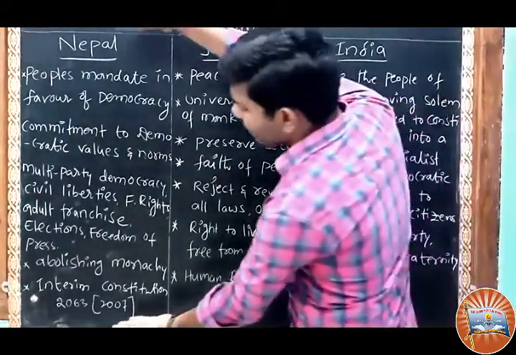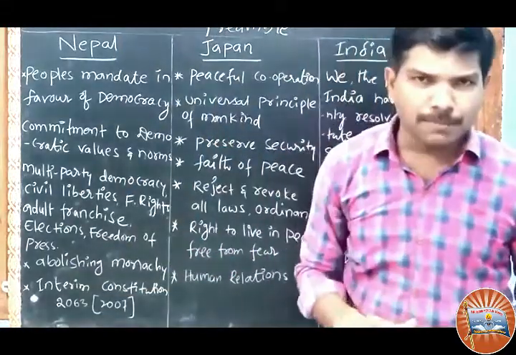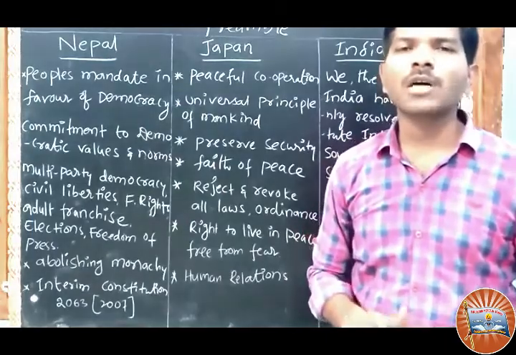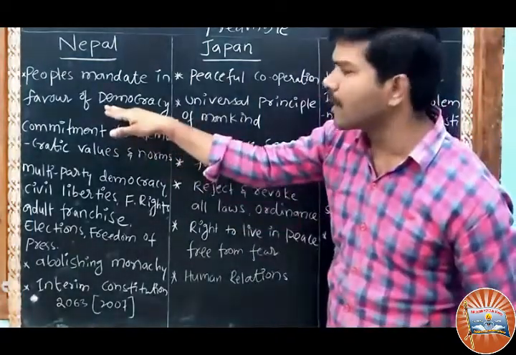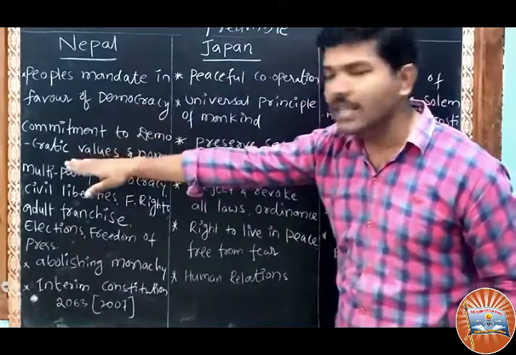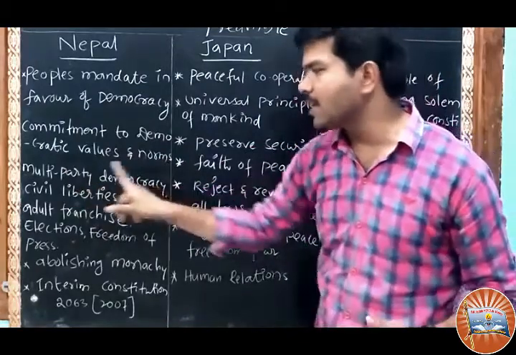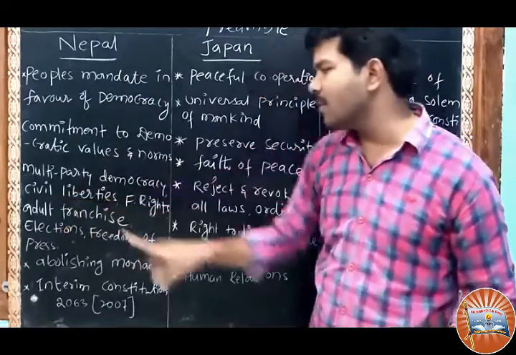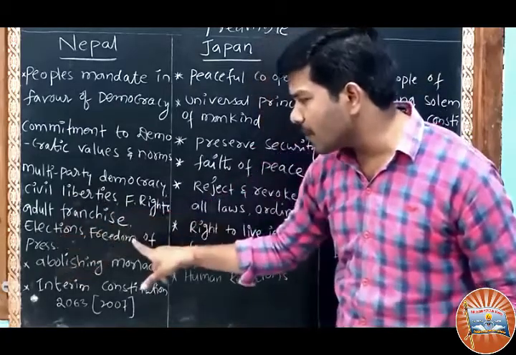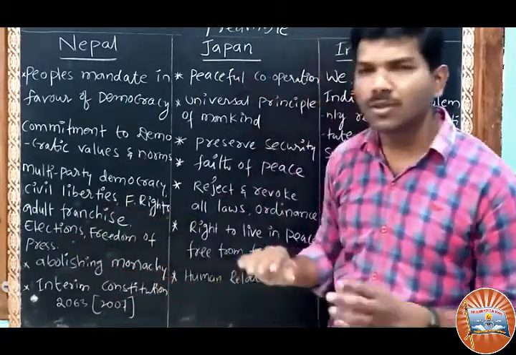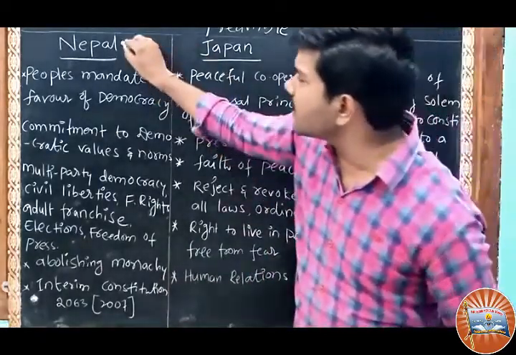So what did we understand? These things were not available for Nepal's people because it was under the king's rule. So they wanted to remove the king and establish democracy. They wanted to establish democratic values and norms, a multi-party democracy. They wanted to give civil liberties, fundamental rights, adult franchising, elections, freedom of press, abolishing monarchy. So these things they wanted to do. Finally they did. This is Nepal's preamble.